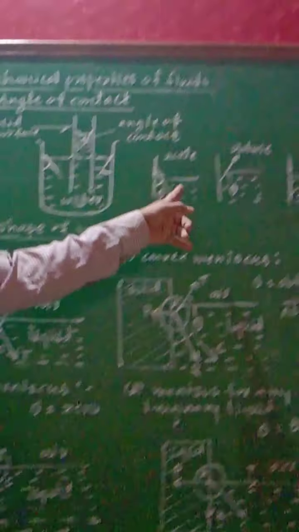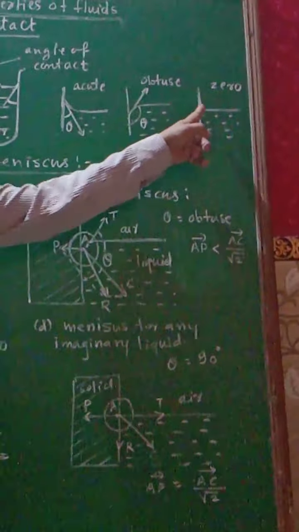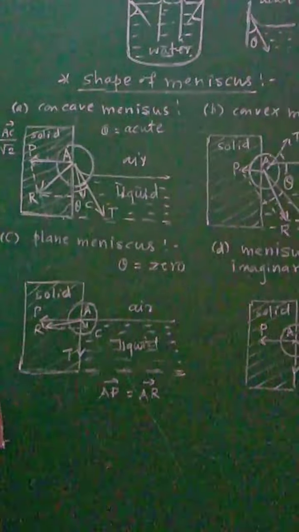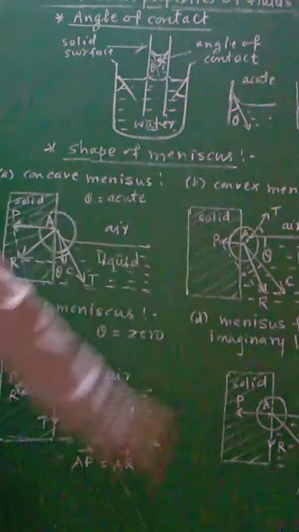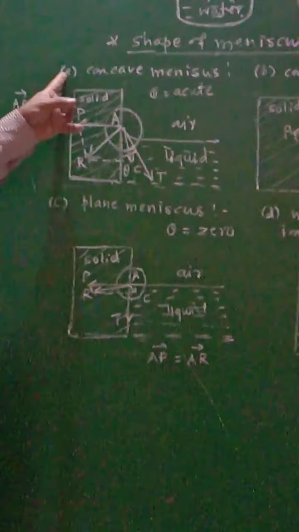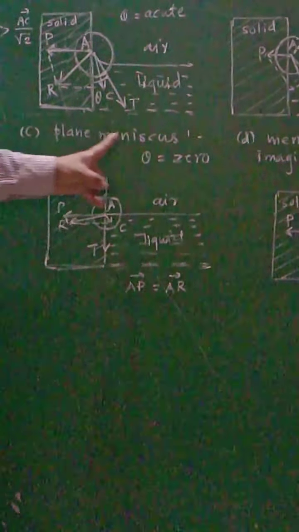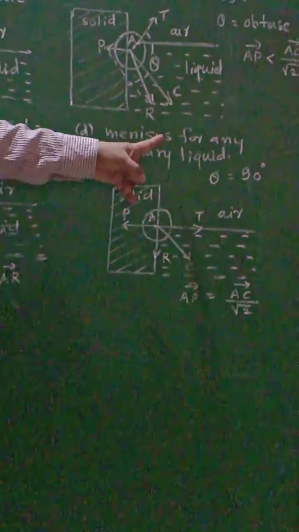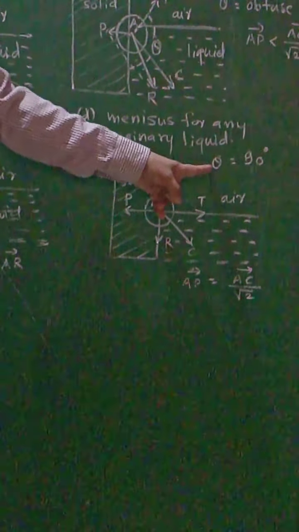Depending upon the nature of the liquid and solid, the shapes of the meniscus will take place as concave, convex as well as plane. That can be explained with the point shape of meniscus. Now, first one is concave meniscus, second is convex meniscus, third is plane meniscus, and fourth will be for any imaginary or hypothetical liquid for which angle of contact theta equal to 90 degree.